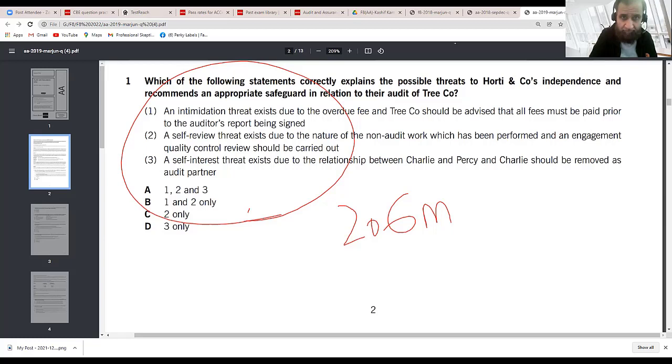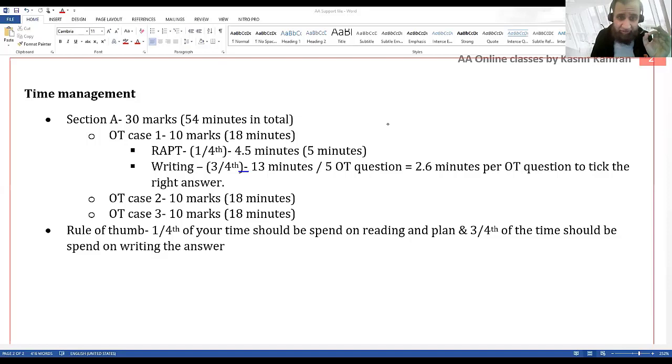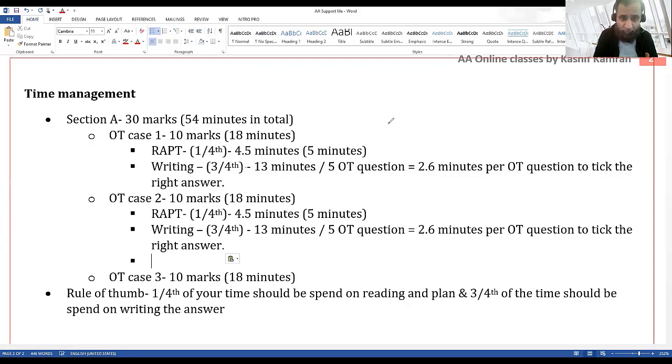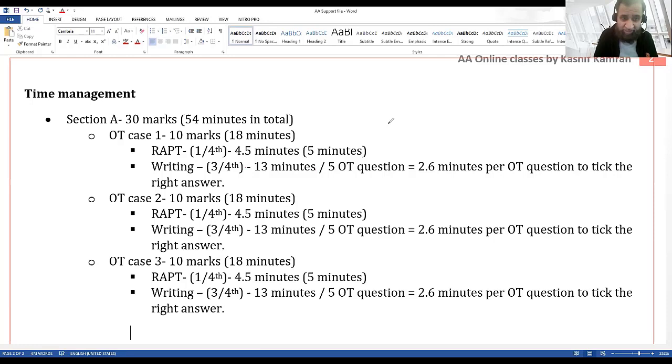Okay, that's great. So we were discussing that 3/4 is like 13 minutes, right? So 13 minutes divided by 5 OT questions you have, and you get across 2.6 minutes per OT question to take the right answer. Is that clear to all of you? So this is the time management you will follow for OT case one. You will follow this time management for OT case two, and you will follow this time management for OT case three. I hope you will stick to this time management when you're practicing at home, right?